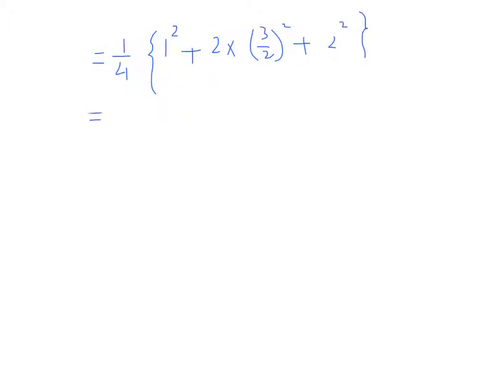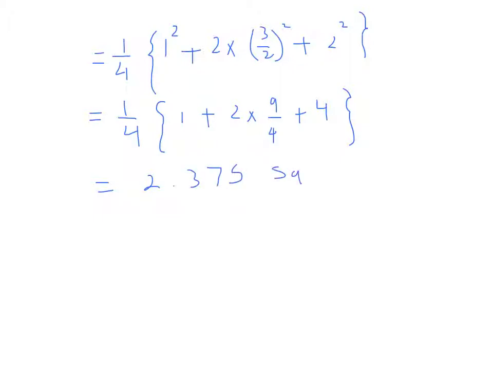And this will come up to be a quarter, or 1 plus 2 times 9 over 4 plus 4. And we end up with, after all the calculation, 2.375 square units. As you see, we are getting closer and closer to the exact value the more subdivisions we make under the curve, the area under the curve.